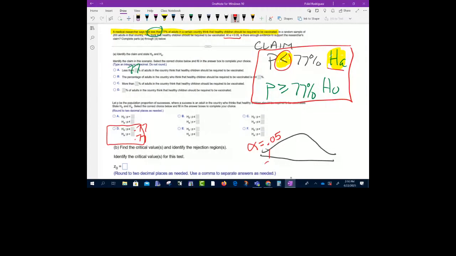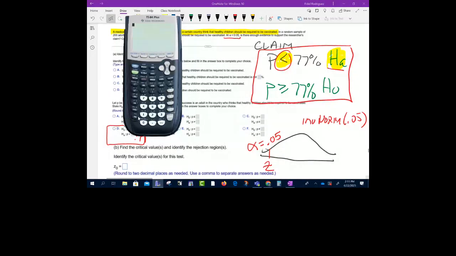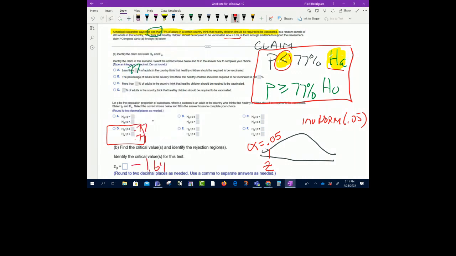Okay, now y'all, I want to find that critical value. The way I'm going to find that critical value is we're going to go inverse norm of 0.05. Let me grab my calculator real quick. Here we go. Let's turn it on. Let's clear our screen. We're going to go second bars, to number 3, inverse norm, 0.05. And y'all, I'm coming up with a negative 1.64. So that number right there, negative 1.64.